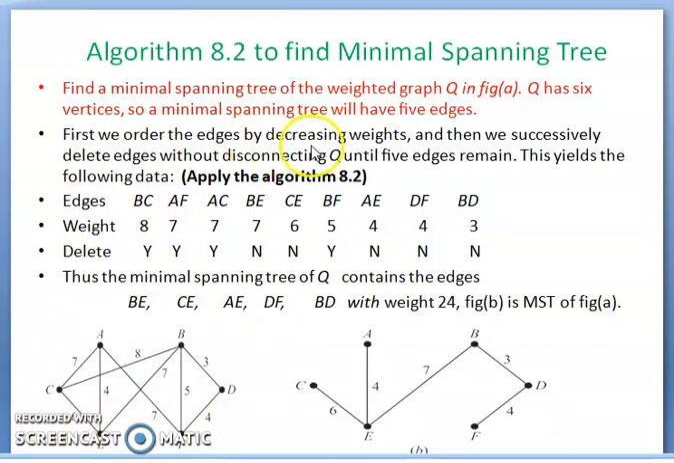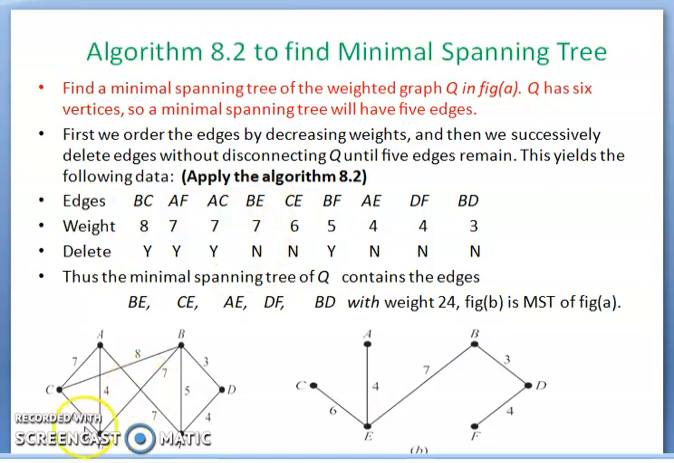First, we order the edges by decreasing weights according to algorithm 8.2. Decreasing weights means weight from high value to low value. Now, within this, the highest value is 8. So that is BC, BC 8. And the second highest value is 7. There are 3 sevens: AC, AF, and BE. AF 7, AC 7, and BE 7.